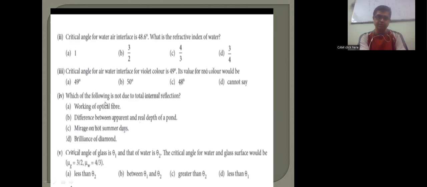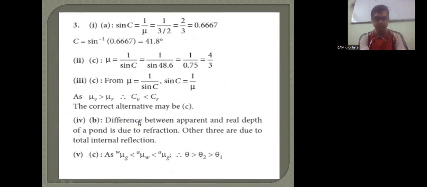Now come to the fourth one. Which of the following is not due to total internal reflection? Working of optical fiber, we know that it is an application of TIR. Difference between apparent and real depth of the pond, mirage, brilliance of diamond. Mirage and brilliance of diamond are also applications of TIR. Difference in apparent and real depth is an example of refraction. So the difference in apparent and real depth is due to refraction. The other three are due to total internal reflection.